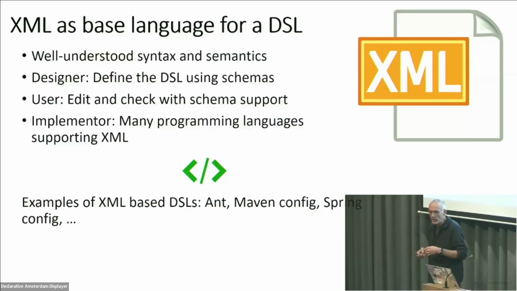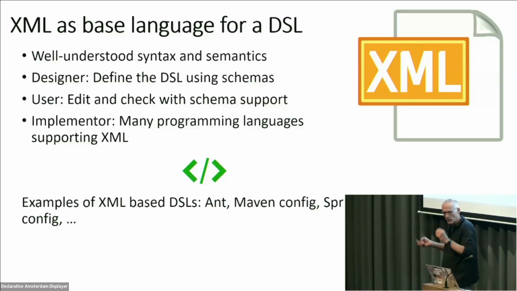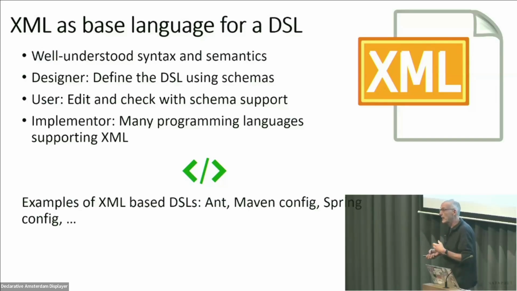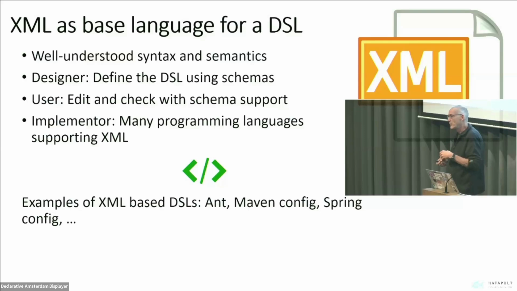And why? Well, it of course has a very well understood syntax. It has a very well understood type of semantics. It's extensible. We all know that. And as a designer, you can define your DSL by writing a schema. And if you annotate it right, you directly have documentation, which is nice. And as a user, you can use this schema in a schema-aware editor to write a DSL with schema support, which hopefully makes you make fewer errors in writing the DSL.